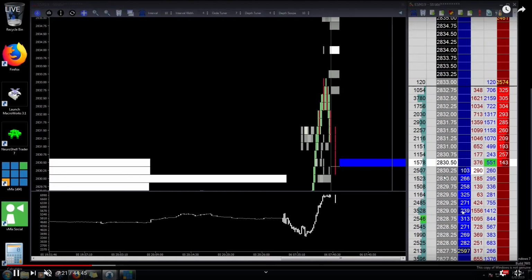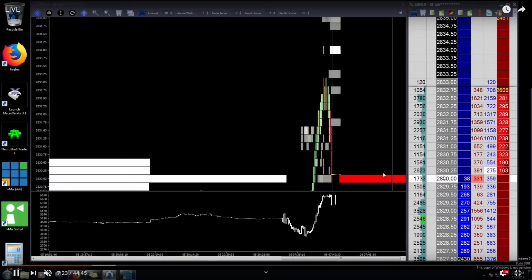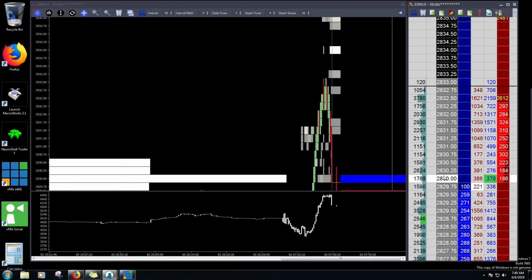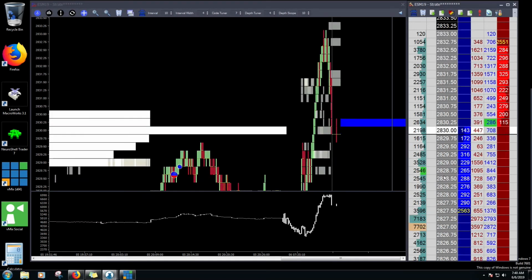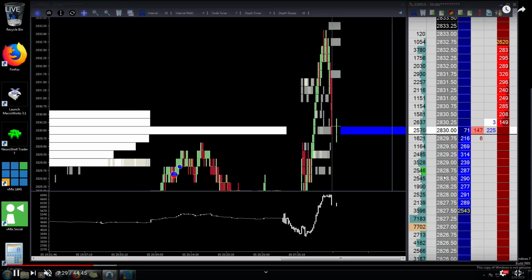I'm trying to scroll the DOM, but I can't. Look at it just falling away. So here's the deal. Now you're at sort of the breakout level. Sometimes it'll bounce off this breakout level. So right around here you could consider a long.